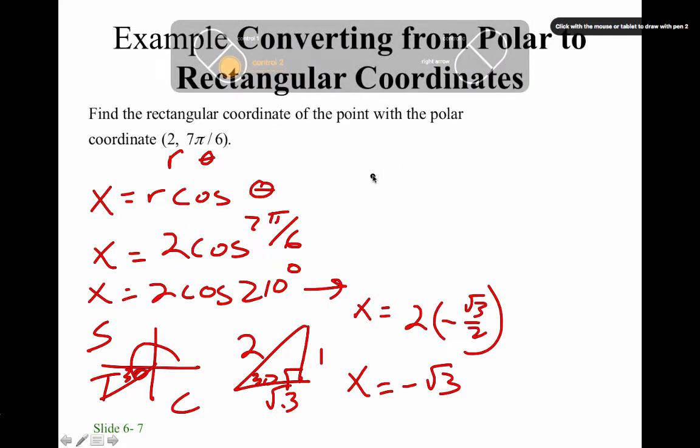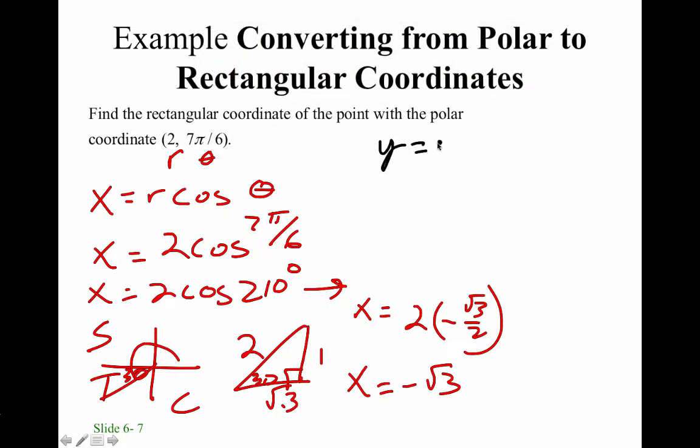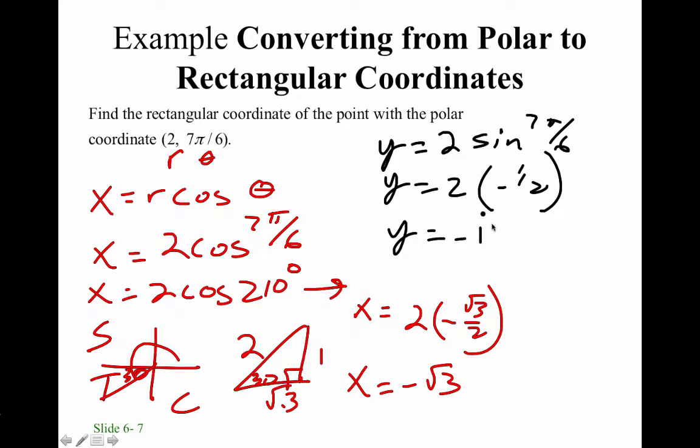Y coordinate, same thing, y equals r sine 7 pi over 6. Well, again, I'm in quadrant 3, chilling in the STC. I know that my sine is going to be negative, and sine is 1/2, so I'm going to get y equals 2 times negative 1/2, which is -1. So my answer is negative square root 3 and -1. And that's just using x equals r cosine and y equals r sine, and we can transform ourselves from one thing to the other.